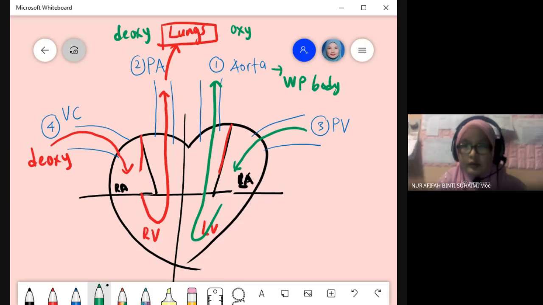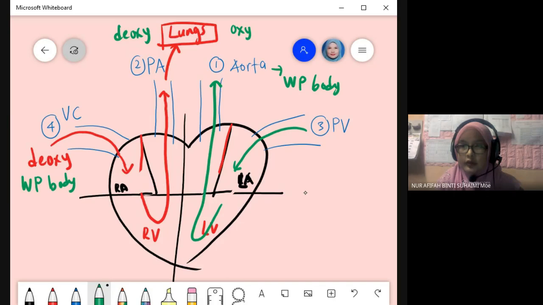Okay. Then vena cava, this deoxygenated blood. Where do you get the deoxygenated blood from? The whole part of the body. See the difference and comparison: from vena cava, deoxygenated, enter right atrium, enter right ventricle, to pulmonary artery, go to lungs to take the oxygen. We need the oxygen to do activity.